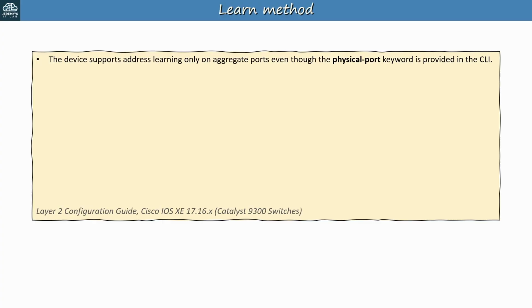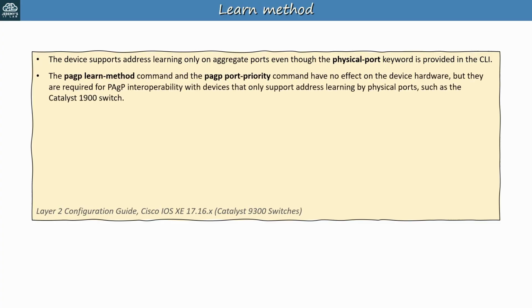The device supports address learning only on aggregate ports, even though the physical port keyword is provided in the CLI. The PAgP learn method command and the PAgP port priority command, that's another command we'll cover, have no effect on the device hardware, but they are required for PAgP interoperability with devices that only support address learning by physical ports, such as the Catalyst 1900 switch. That's a pretty old switch model, but Cisco is big on backward compatibility. They want newer gear to still work with legacy devices.